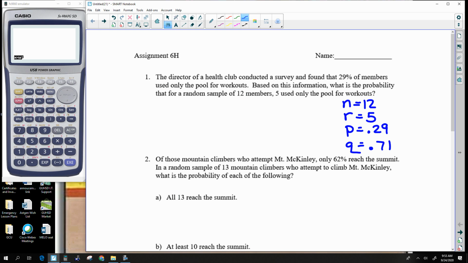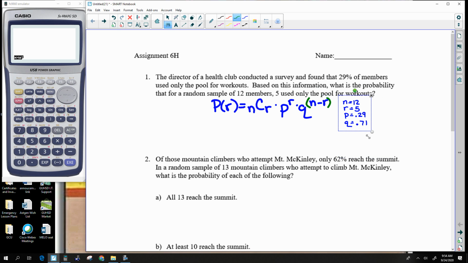The formula that I'm using to achieve this is the probability of a certain number of successes: nCr, p to the r, q to the n minus r. And I have to put some of my own parentheses. Let me minimize this and then let's get to work.